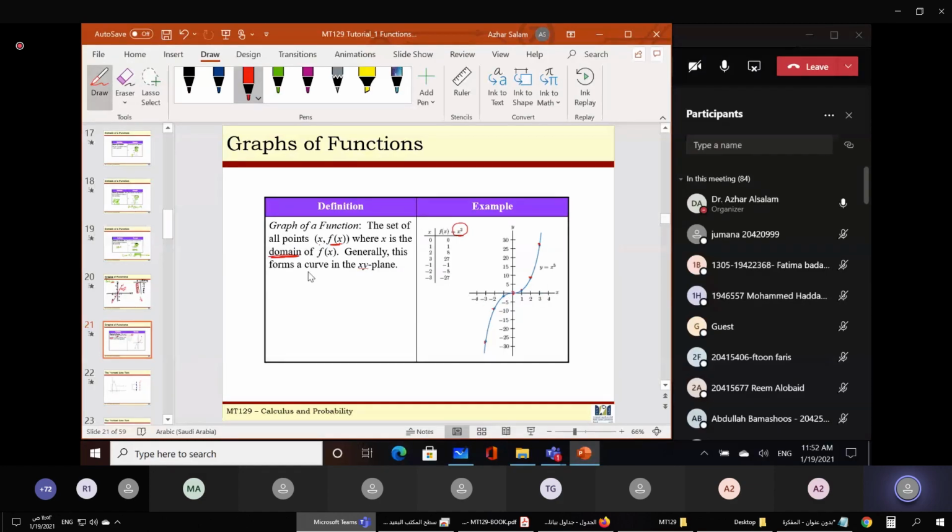Generally, this forms a curve. هنا curve بمعنى منحنى. هذه النقاط للدالة x cubed is a curve like that in the xy plane. xy plane اللي هو المستوى xy. لما أرسم محور x ومحور y هذا أسميه plane أو مستوى.